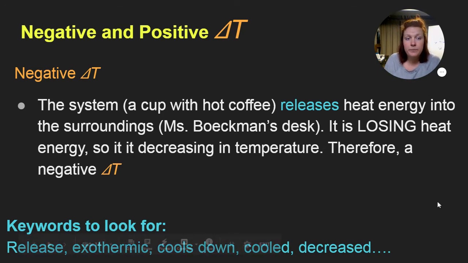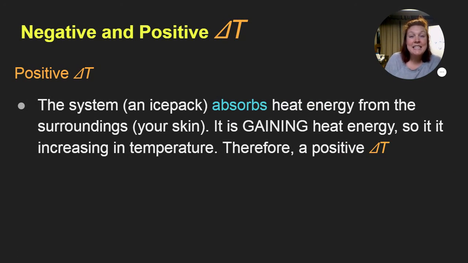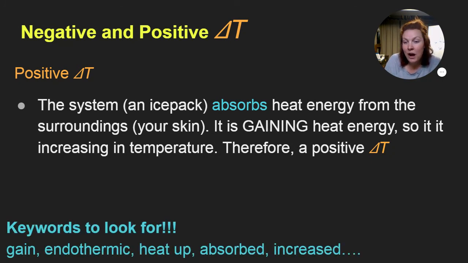Positive delta T would be the opposite. The system absorbs heat energy from the surroundings. It is gaining heat energy, so it is increasing in temperature. Therefore, it would have a positive delta T. Some words you should look out for would be gain, increased. These are all good words to help you predict that your delta T and your Q value will both be positive.